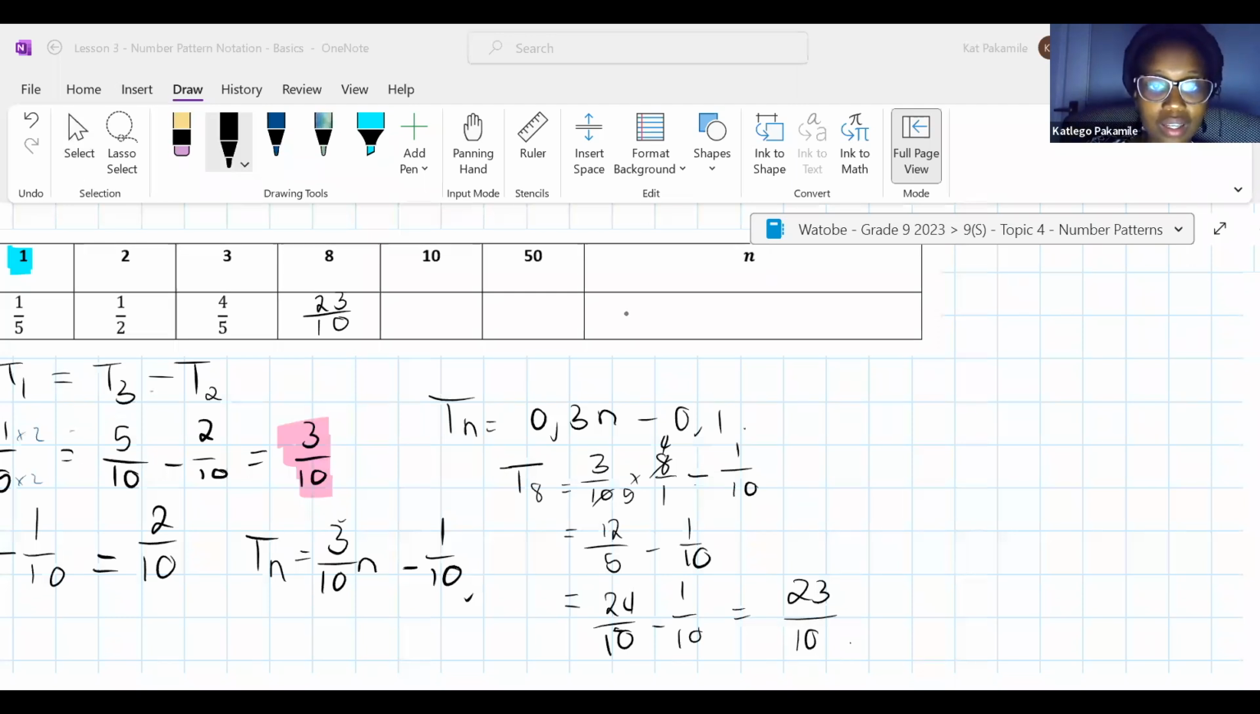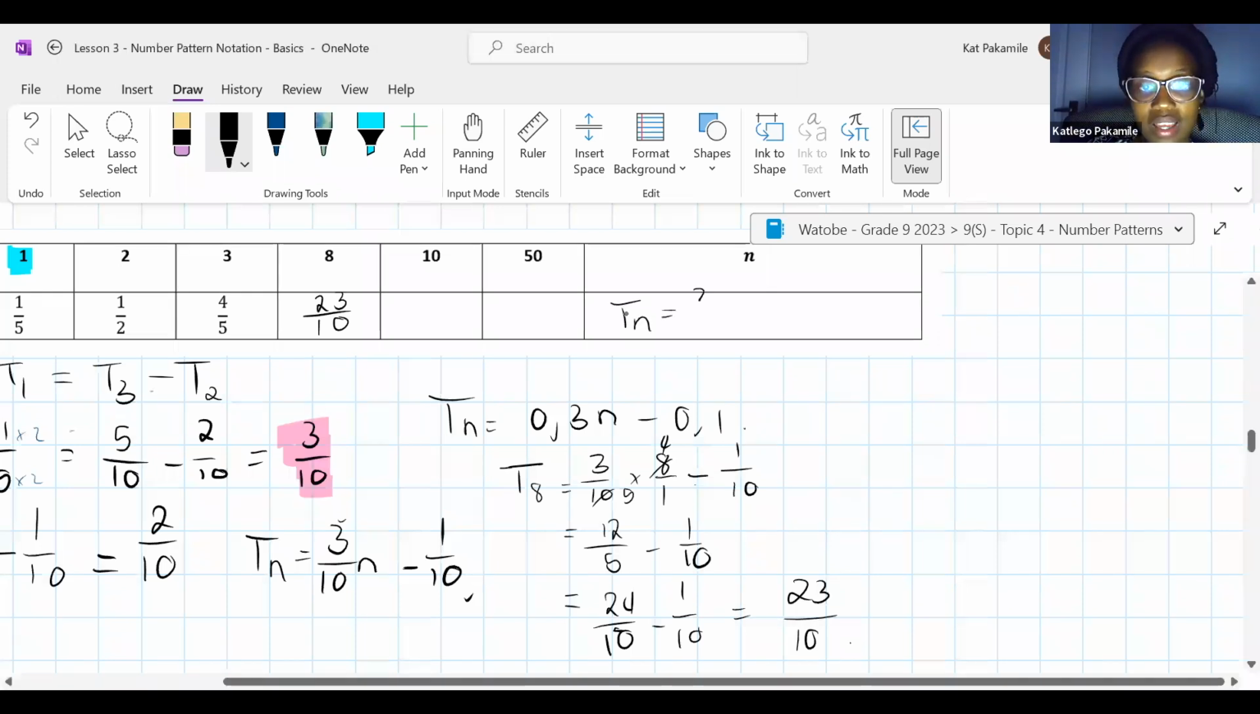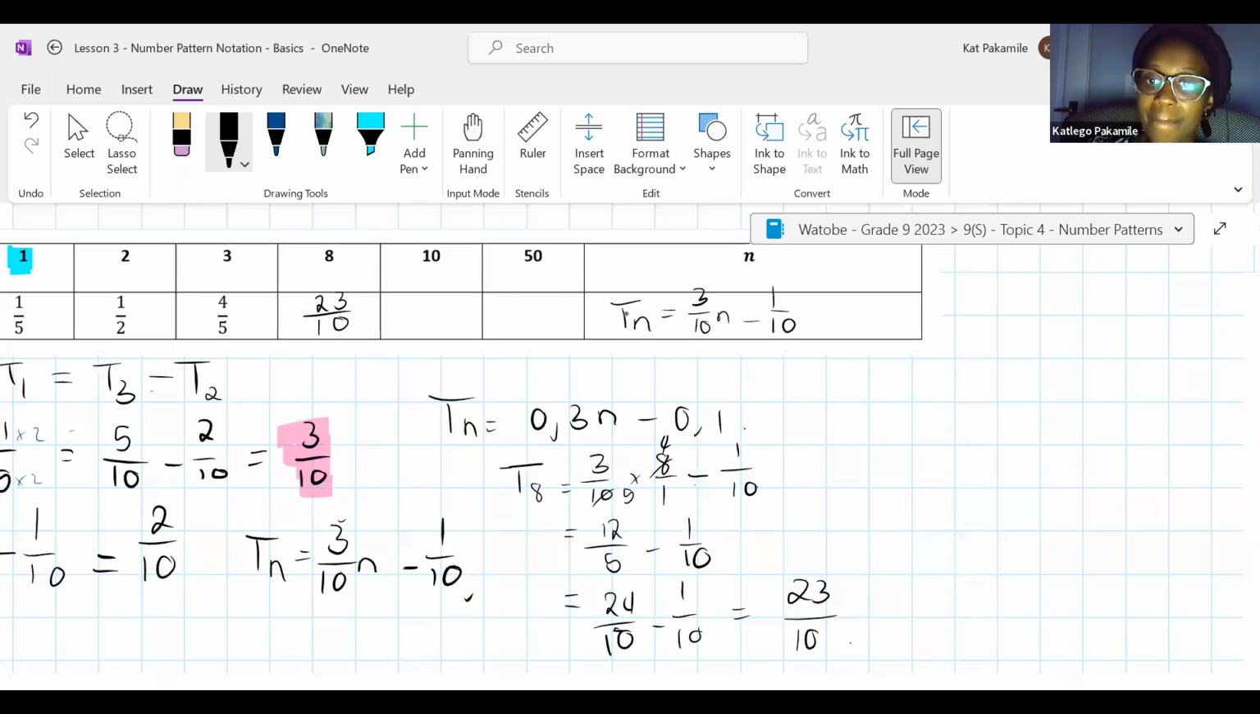Ma'am, I would like to do term 10. Term 10. Let's do it. So basically it's going to be 3 over 10n minus 1 over 10, which is our formula. T10. You guys are going to lose marks. You must say T10 equals. There we go. Now you can start. T10 equals 3 over 10 times 10 minus 1 over 10.